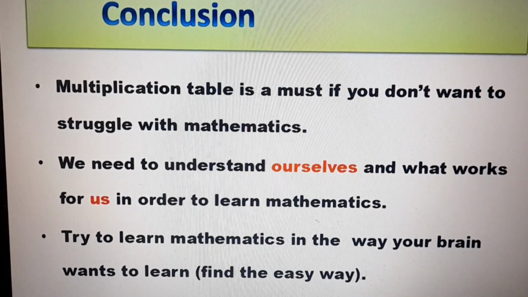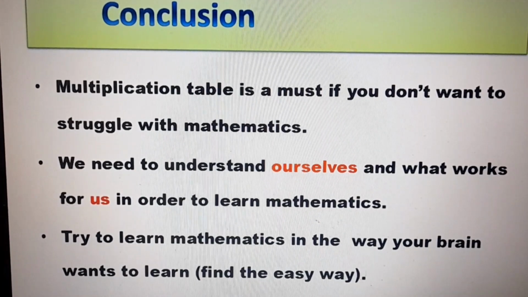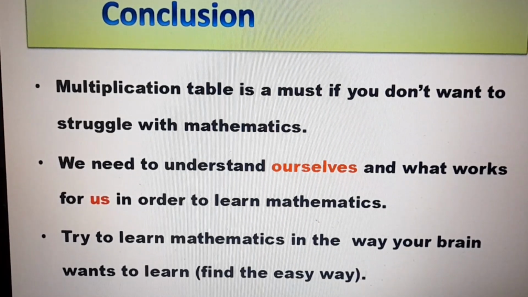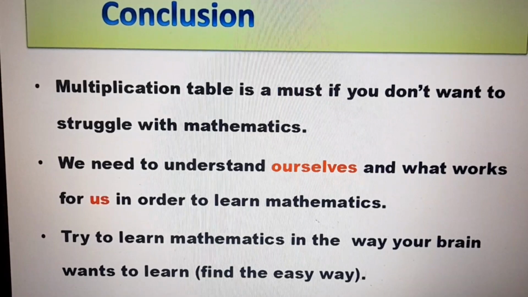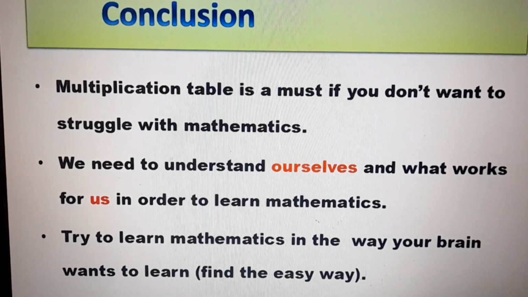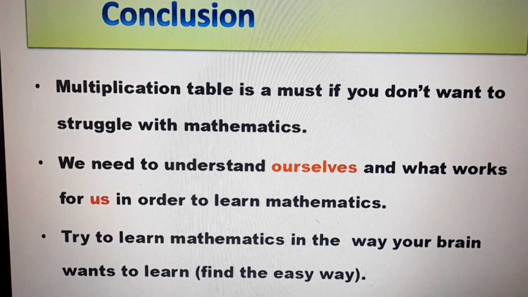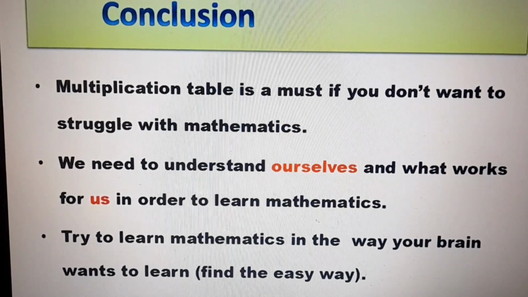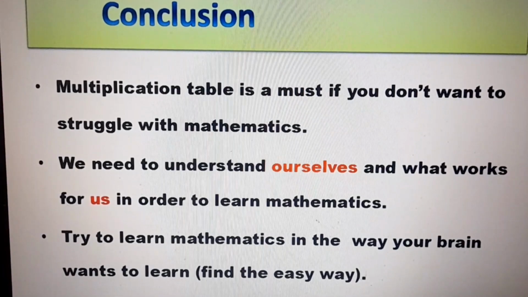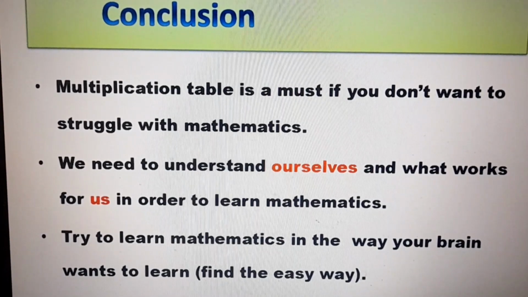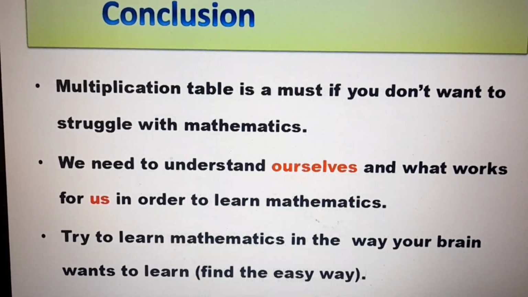We need to understand ourselves and what works for us in order to learn mathematics. All of us don't have the same level of assimilation, but you must understand yourself and you must learn at your pace. Try to learn mathematics in the way your brain wants to learn. Find the easy way. Don't try to imitate others. Don't try to learn the way your friends are learning, just be yourself.